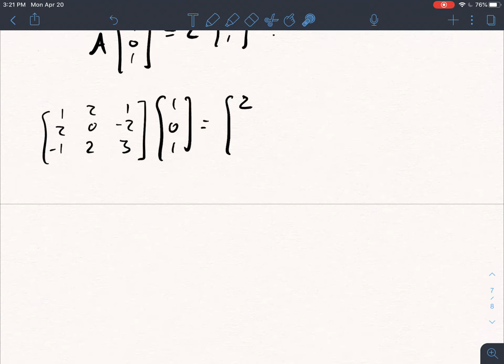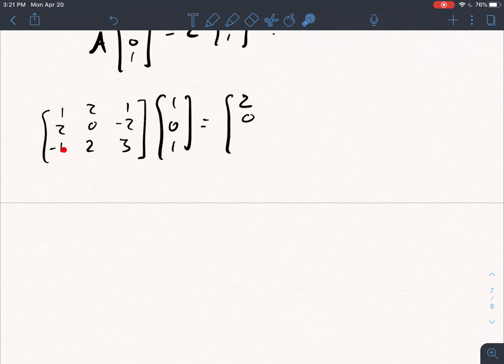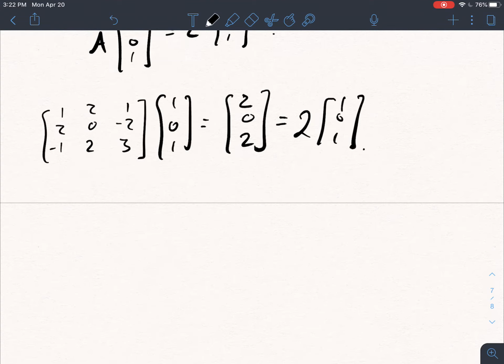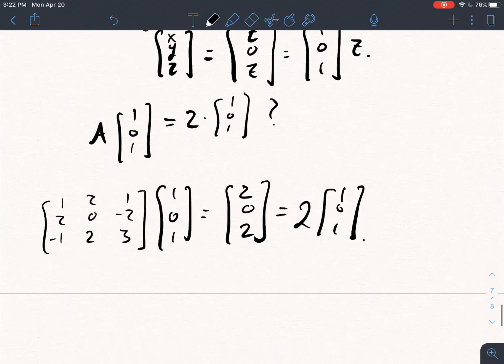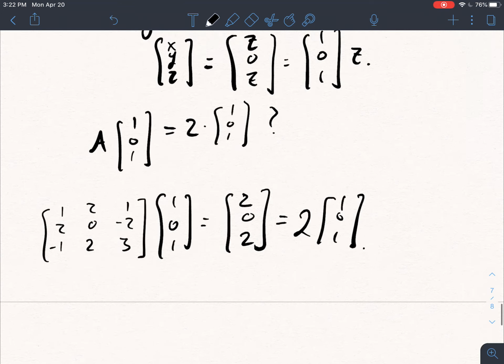So 1 times 1 is 1, plus 0 plus 1, that's 2. Next entry should be 0. 2 plus 0 minus 2, so 2 minus 2. And then negative 1 plus 0 plus 3. Negative 1 plus 3 is 2, and this is equal to 2 times 1, 0, 1. So this works.